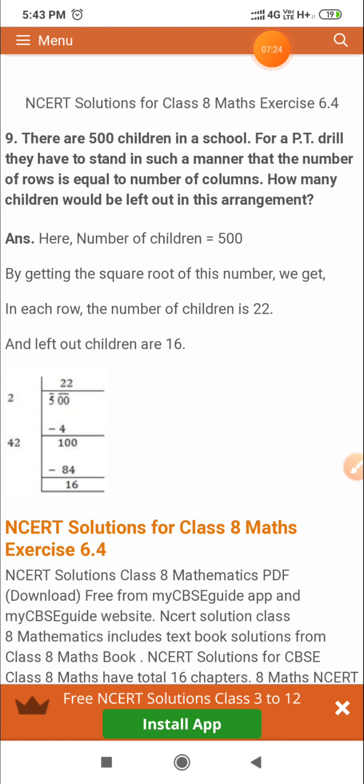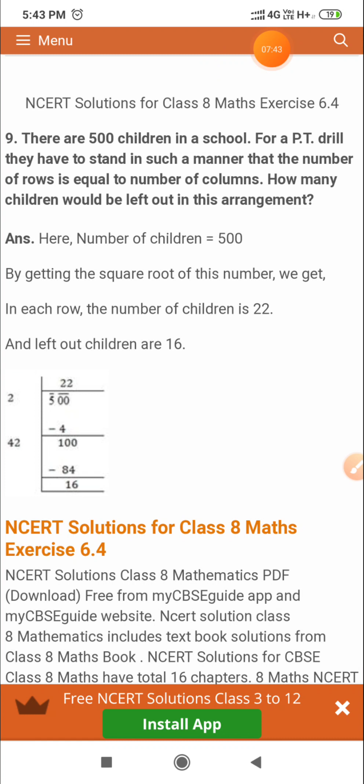The last question of this exercise is: there are 500 children in a school for a PT drill. They have to stand in such a manner that the number of rows is equal to the number of columns. How many children would be left out in this arrangement?